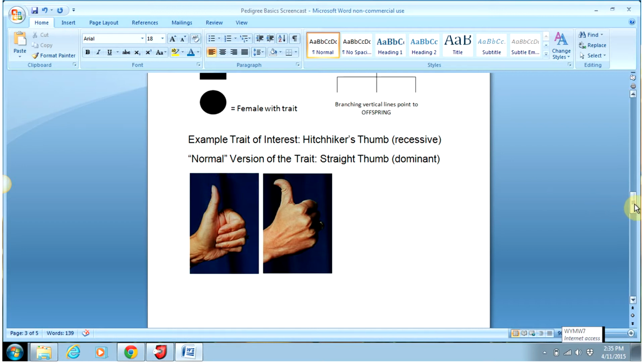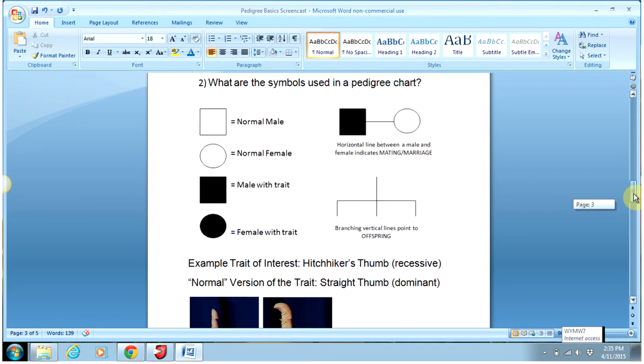So if we were trying to create a pedigree to show the passing of hitchhiker's thumb throughout a family tree, we would use the unshaded squares and circles to represent the normal trait, straight thumb, and we would use shaded squares and circles to represent the trait of interest, which is hitchhiker's thumb.